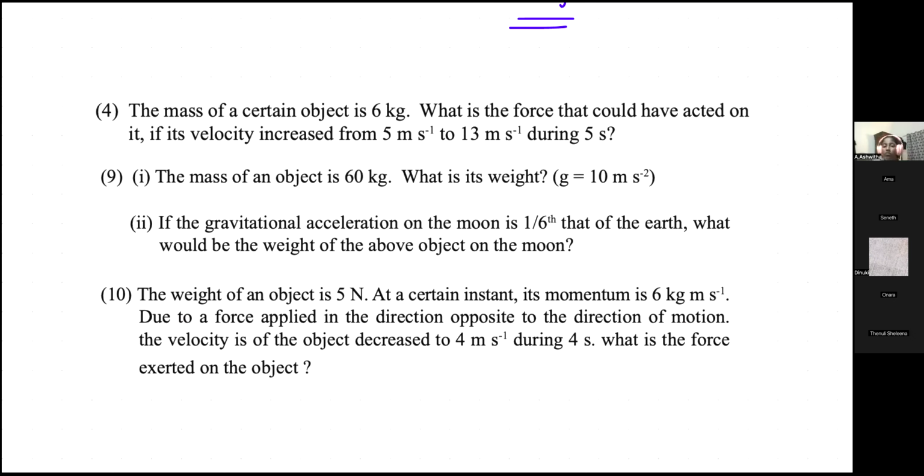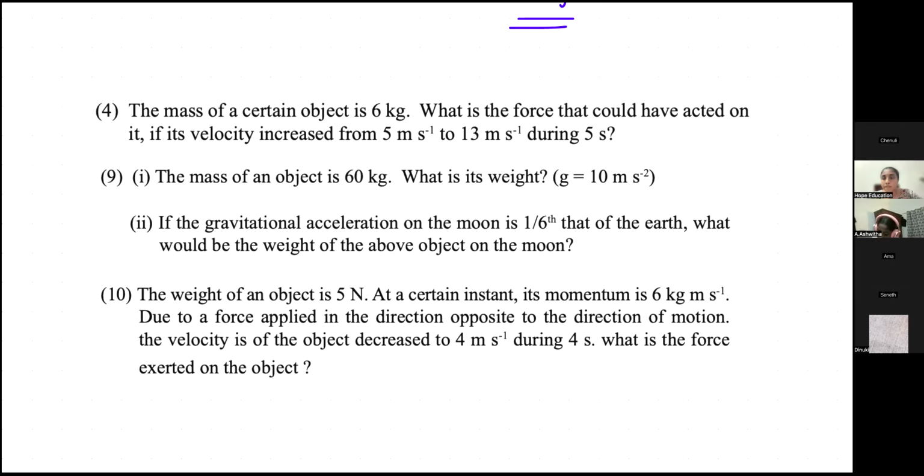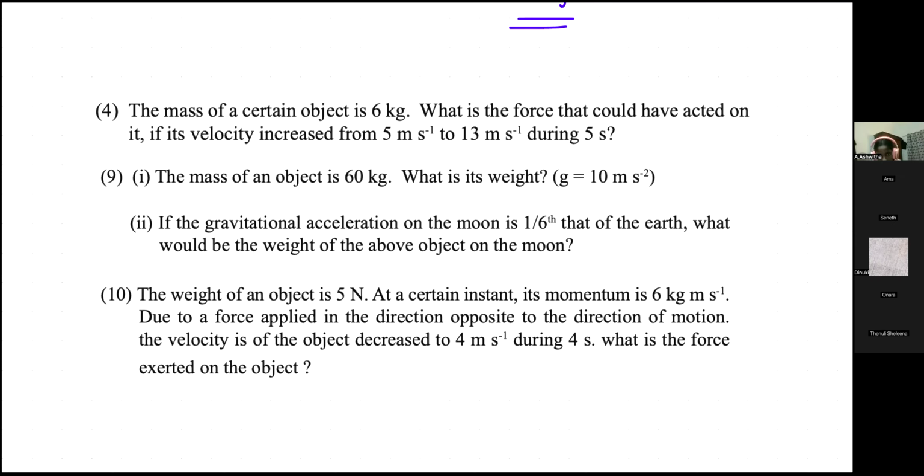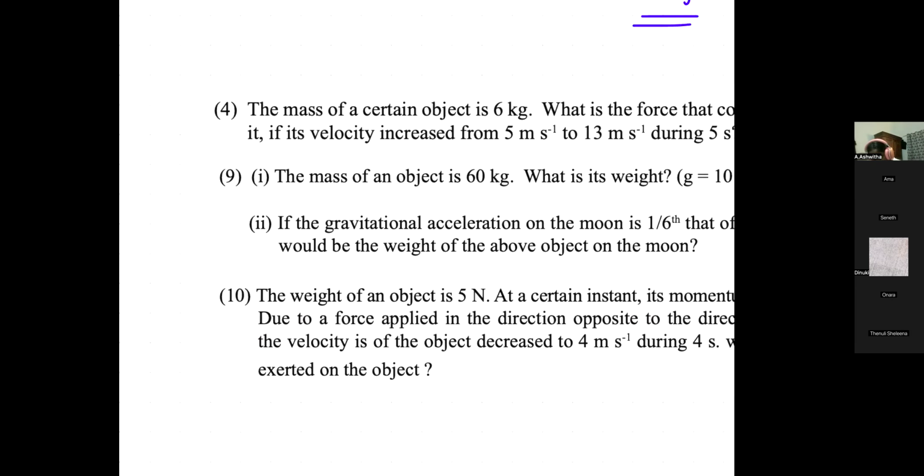Okay, we'll discuss the fourth one. The mass of a certain object is 6 kilograms. What is the force that could have acted on it if its velocity increased from 5 ms minus 1 to 13 ms minus 1? Let's ask from Amma. 9.6 Newton. 9.6 Newtons. Okay, we'll do the calculation here.